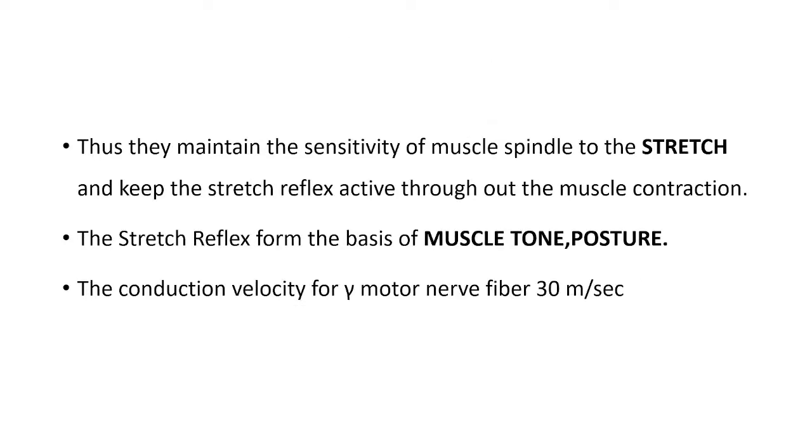When the gamma motor neurons are activated, the terminal ends of the muscle spindle contract, and they maintain the responsiveness of the muscle spindle to the stretch, right? Who is keeping the muscle stretch sensitive? The muscle spindle. And who is keeping the muscle spindle active? The gamma motor neuron. Okay.